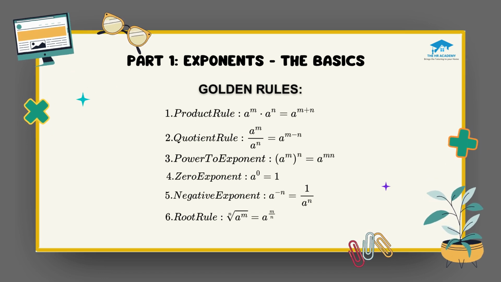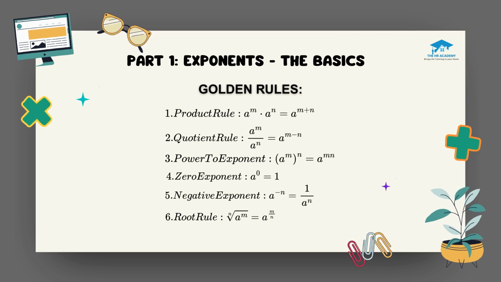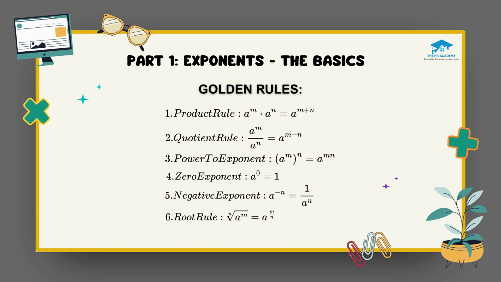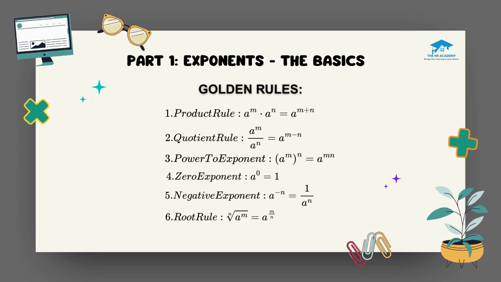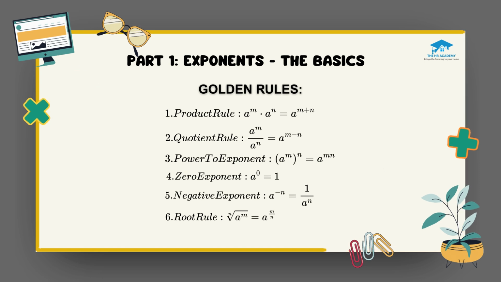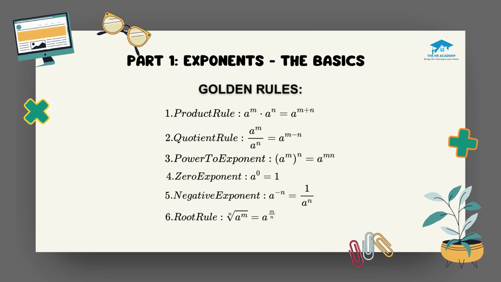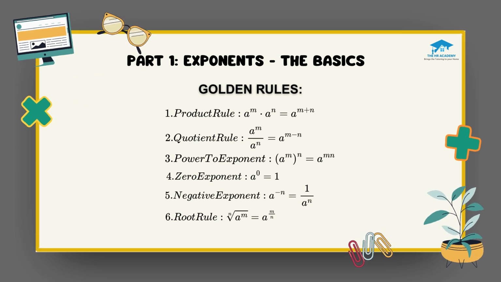Next rule is the negative exponent rule. A to the power of negative n is equal to 1 over a to the power of n. A negative exponent in the numerator is the same as a positive exponent in the denominator. And the last rule is the root rule. To find the root of a power, divide the exponents. Remember, negative exponents are not angry. They just want to be in the denominator.